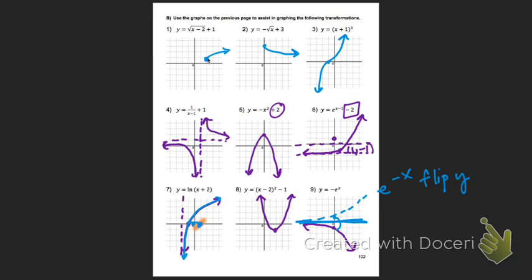What about number 5? Number 5, it's technically like in parentheses. It's outside.